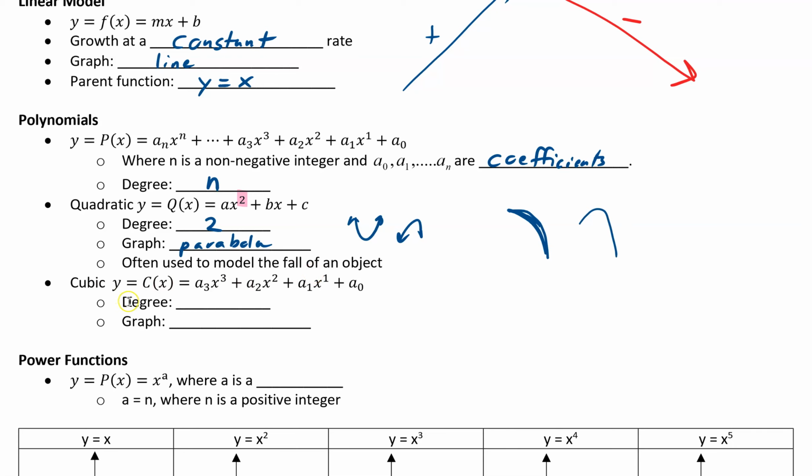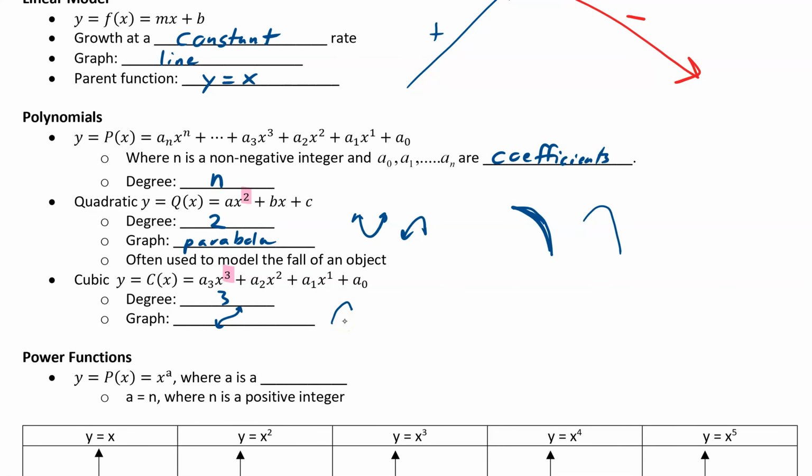Cubics, these have a degree 3. Again, we look at that exponent. And its graph is a cubic. It's got that S shape like this to it. But they can also have shapes that go like this, or they can have two critical points like that, or like this. But it's going to have that approaching from negative infinity and going up to positive infinity, or from positive infinity and then down to negative infinity.